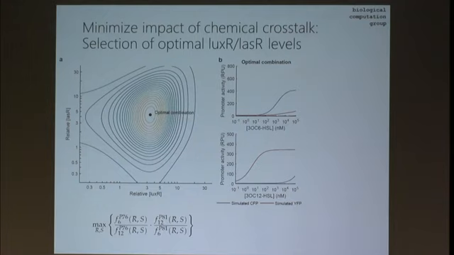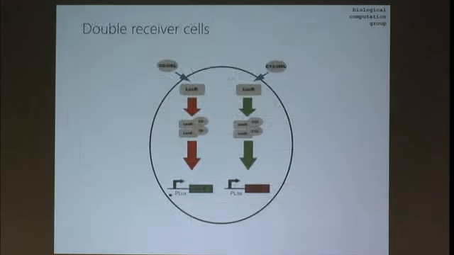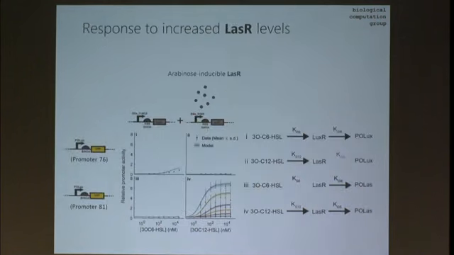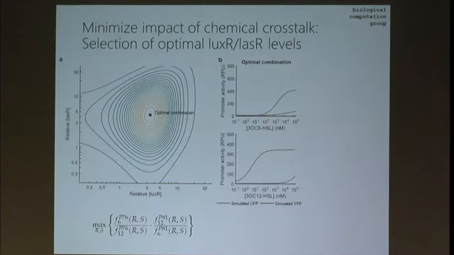The next thing that we did is we used the model to actually optimize the levels of LuxR and LasR, because, as I showed you before on these slides, changing the levels of LuxR and LasR will obviously change the throughput through these signaling channels. So it was natural to ask whether there was actually an optimal level that could be expressed at.